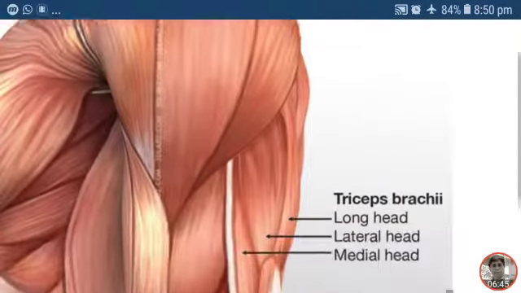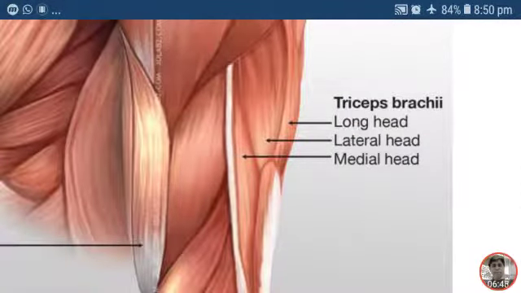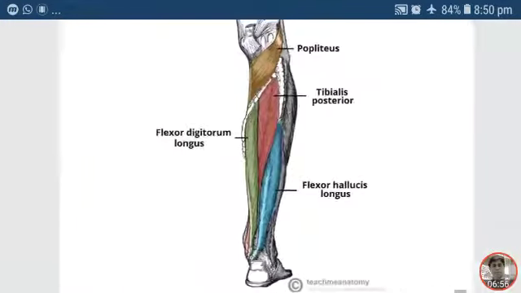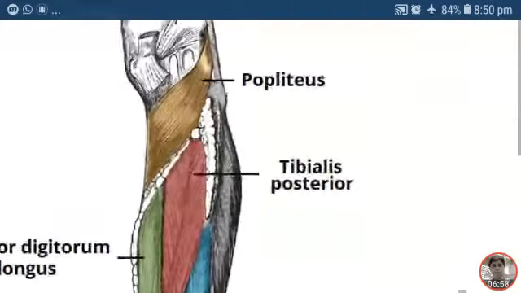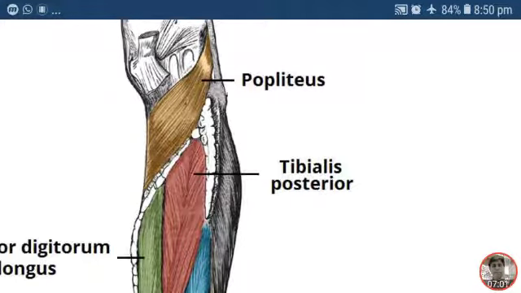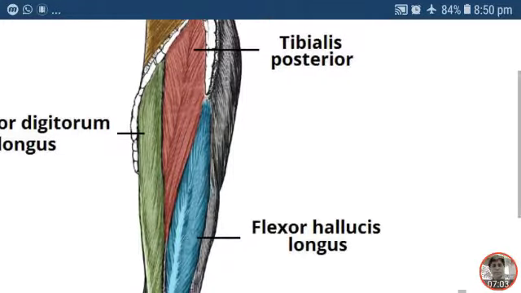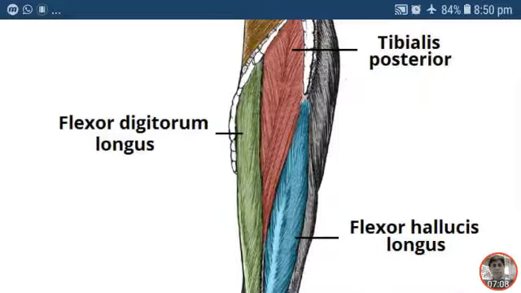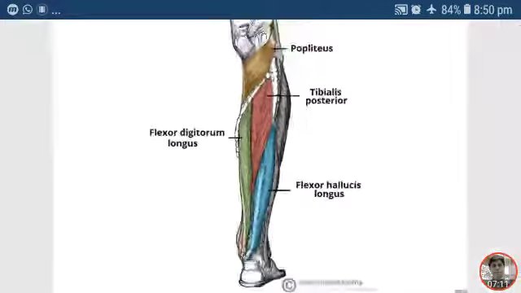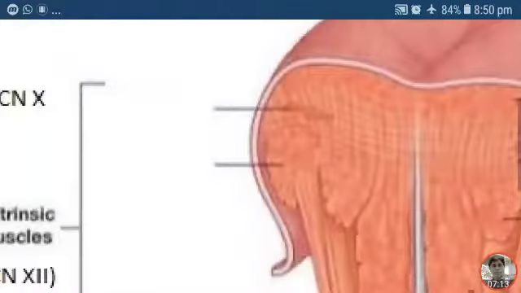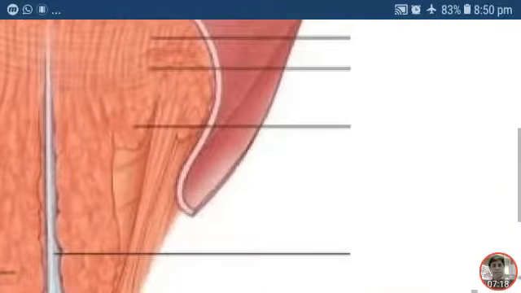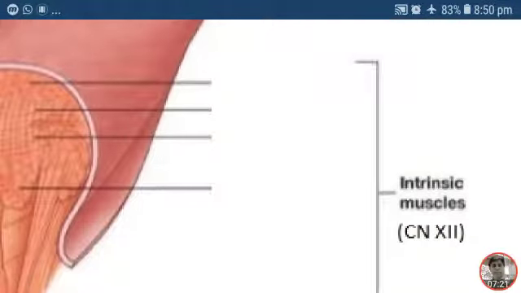This is the deltoid muscle, the triceps brachii with a long head, lateral head, and medial head, and this is the biceps brachii. Here are the popliteus muscle, tibialis posterior muscle, flexor hallucis longus, and flexor digitorum longus. You can see here the extrinsic muscles of the tongue and the intrinsic muscles of the tongue.